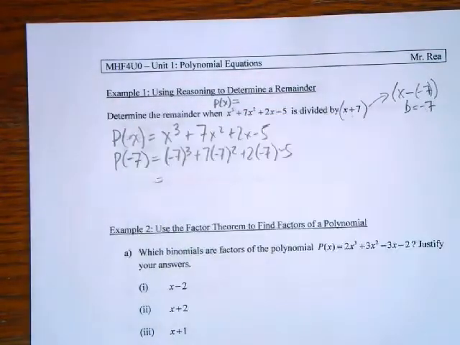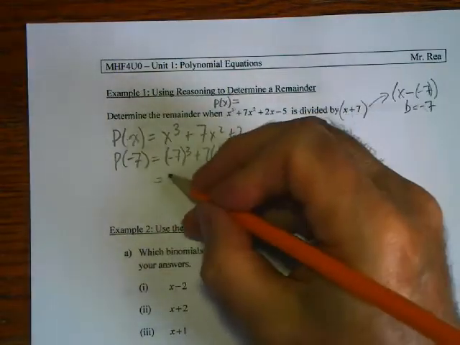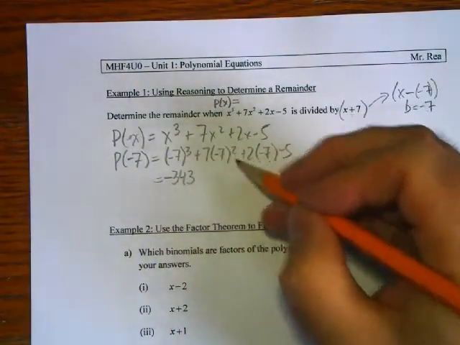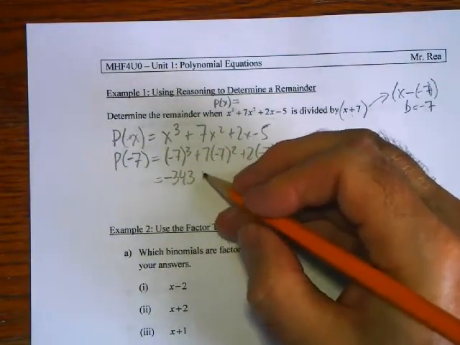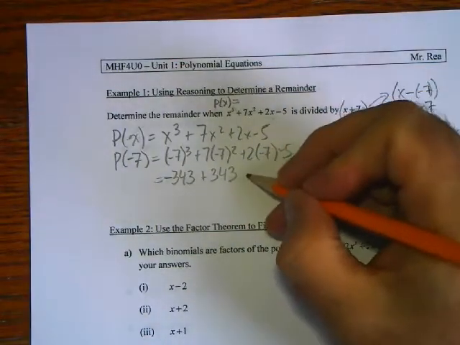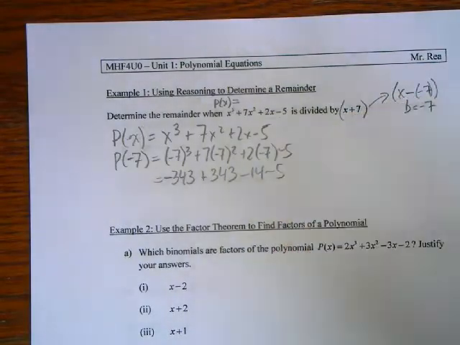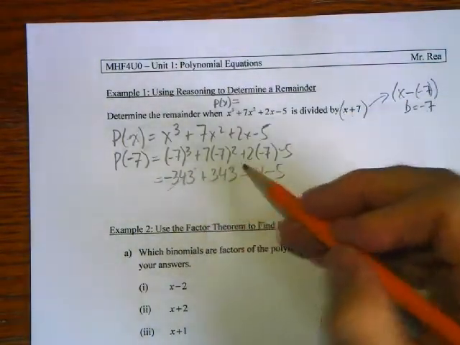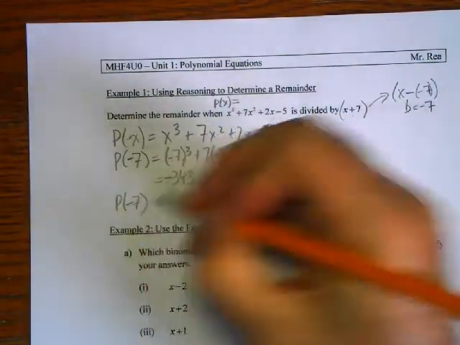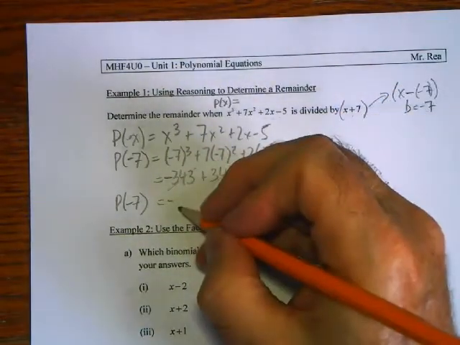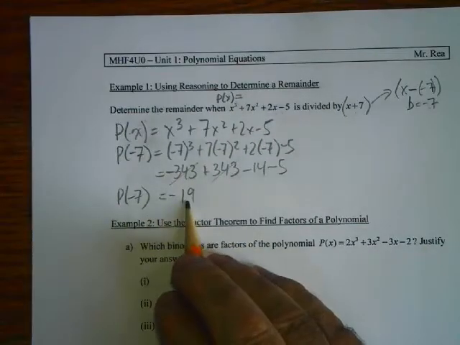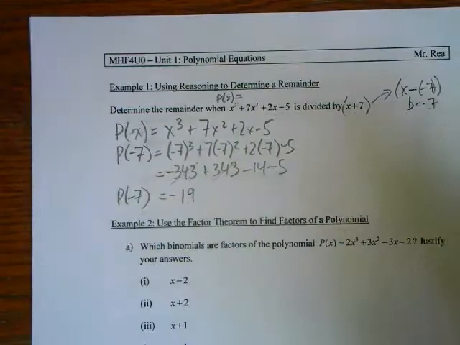Okay, and I'll do this math fairly quickly. That's negative 343 because it's a negative being cubed. This is going to be positive 49 times 7, which is positive 343. So that's encouraging. And then we have minus 14 minus 5. These two actually cancel out, so that simplifies the math, and I'm left with p of negative 7 having a value of negative 19. And based on the remainder theorem, we know that's the remainder when we divide p of x by x plus 7.